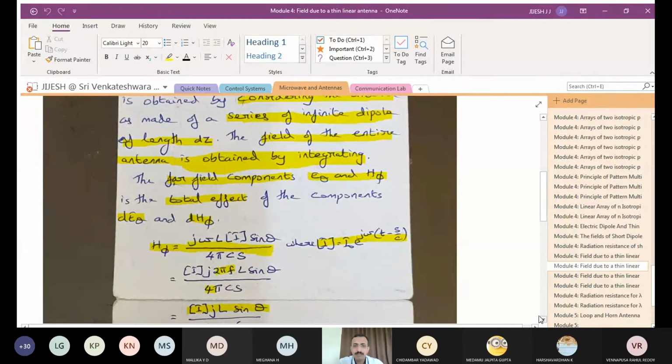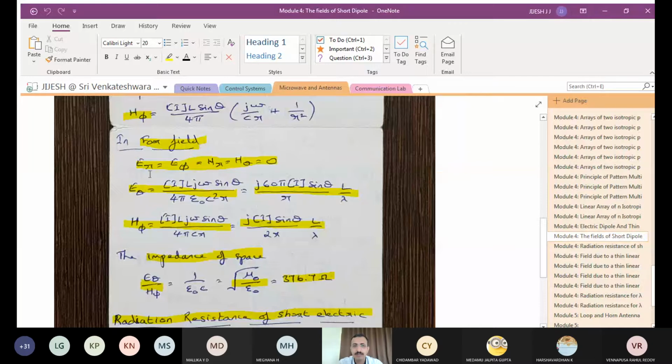When we consider the total field of the components, we take dE theta and dH phi. Where did we get the equation for H phi? Let me take you to where we have written it. For the far field, H phi is equal to I L j omega sin theta by 4 pi c R. That equation I am going to use here.